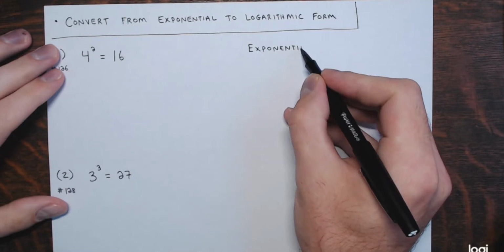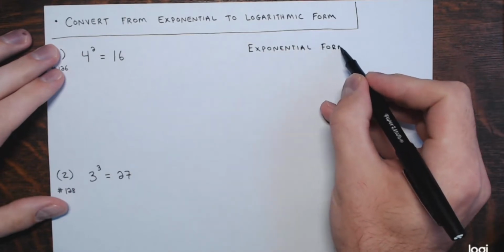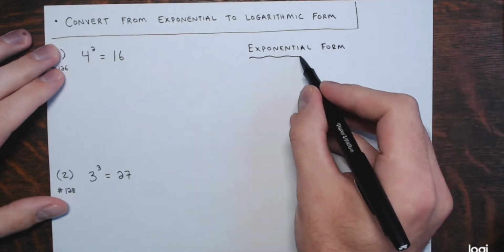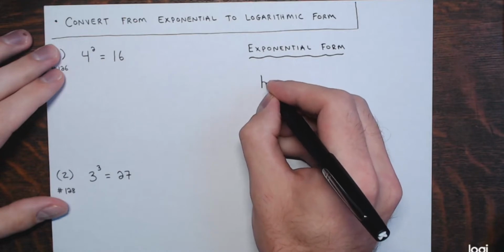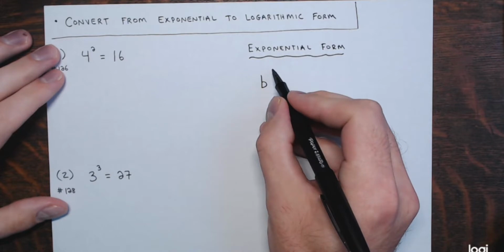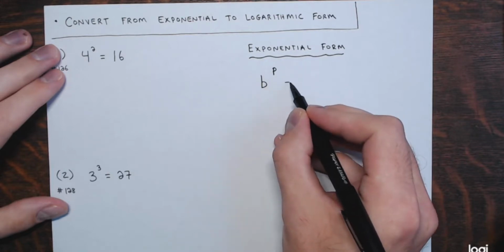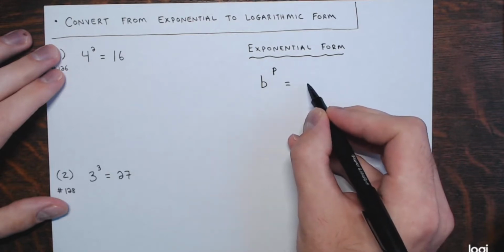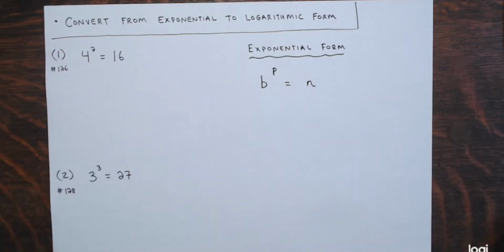Now a statement, an equation, is in exponential form if it looks like the following. You have some base b to a power, I'll use p for power, why not? b to the p equal to some number, and I'll use n for number. So this is exponential form.